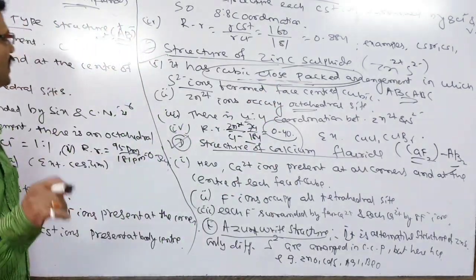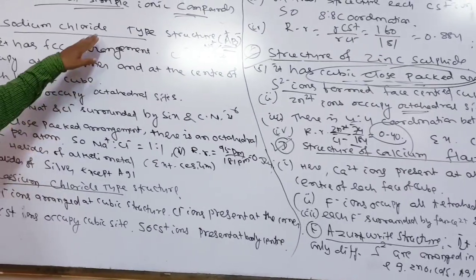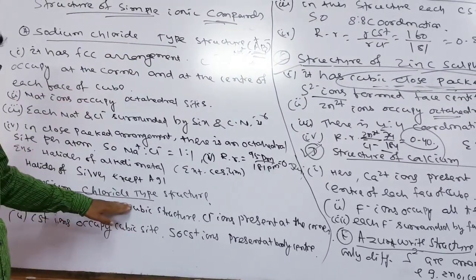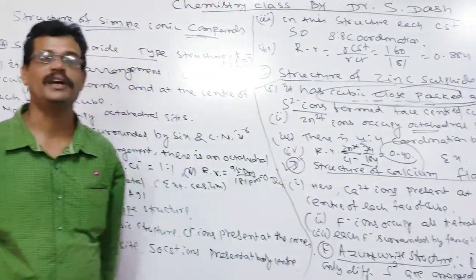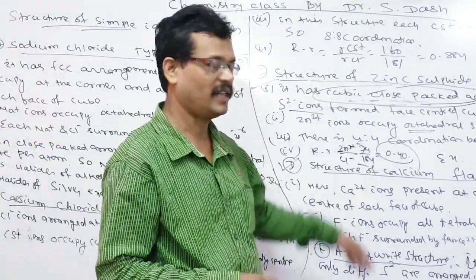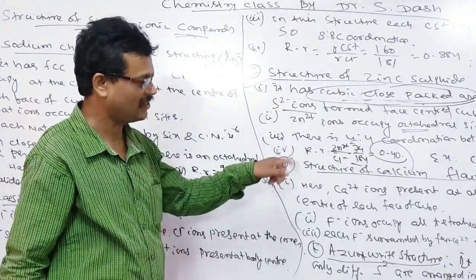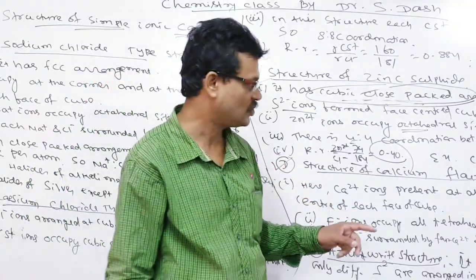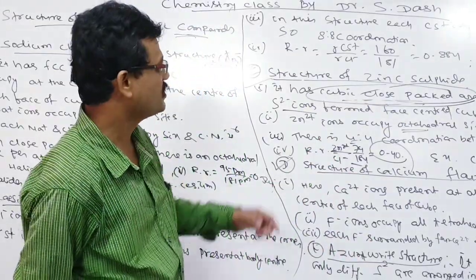Once again, in brief, simple ionic compounds are categorized into four structures, four patterns: sodium chloride type, cesium chloride type, zinc sulfide type, and calcium fluoride type. All the ionic compounds follow these structures, and you have to look at the characteristics, the occupation of the cations and anions in their respective places, their radius ratios, and how the structure is formed.